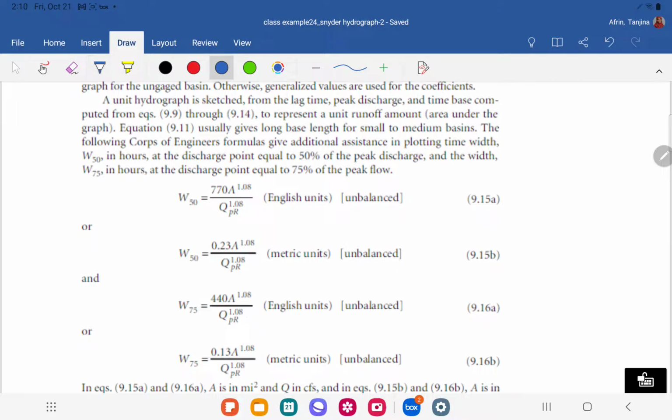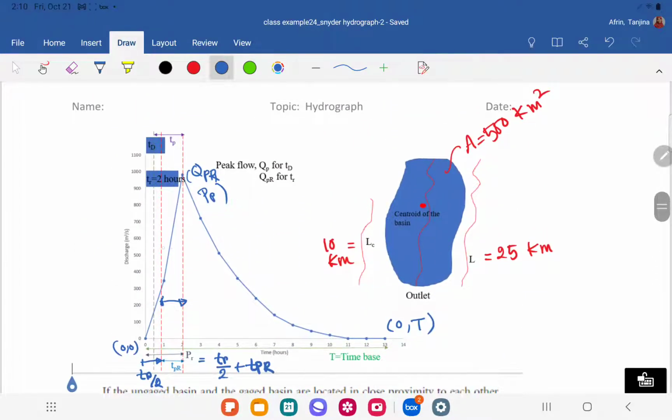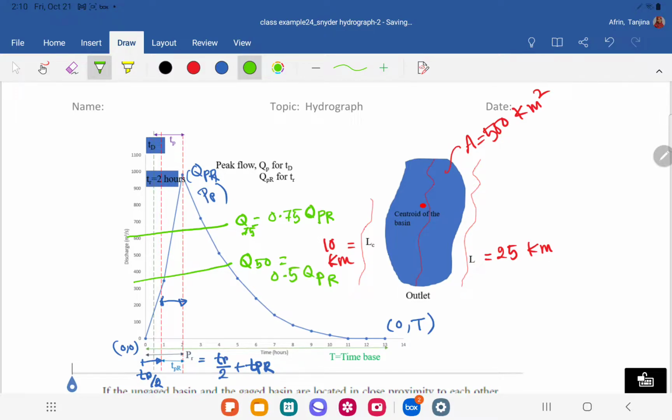So then we need to find out W50, W75, which is a point where Q is 0.75 QPR, and we need to find a point where Q50, which is 0.5 QPR. So how can we find that? Basically we are trying to find this width.